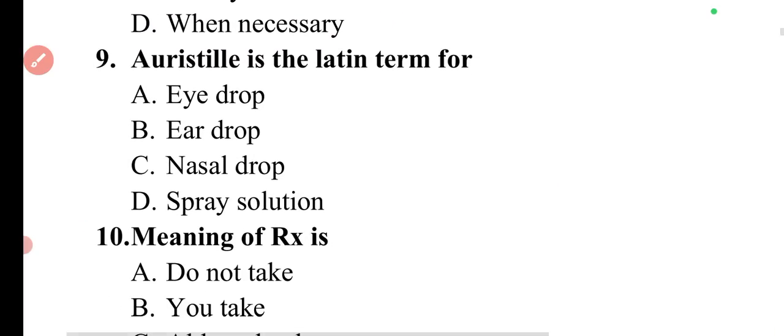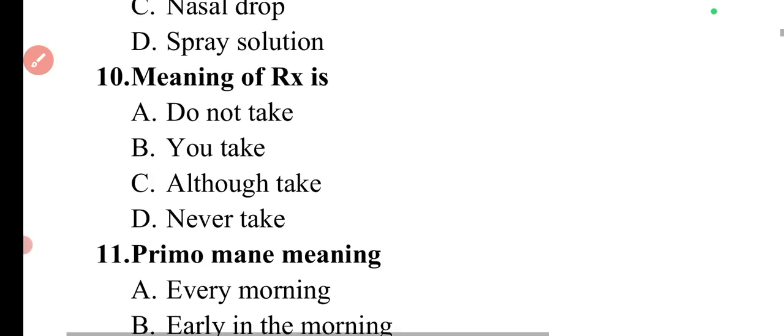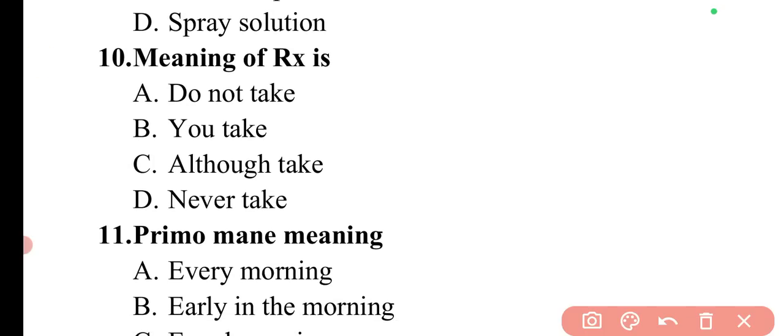The next question is: Oristil is the Latin term for. Oristil is the Latin term for eardrops. So here option B is correct. These are very direct questions, and there is no need for an explanation. You only need to remember the meanings. Next question is: meaning of RX is. RX, again we are revising, is superscription, which means you take. So here option B is correct.